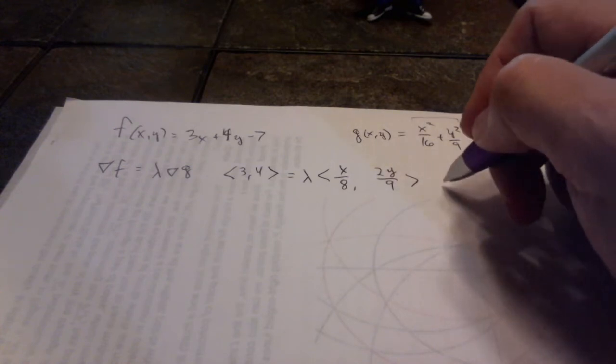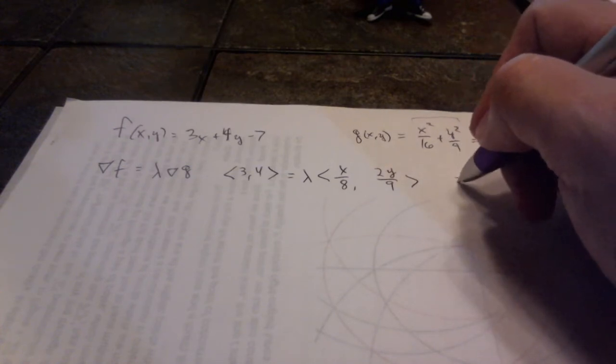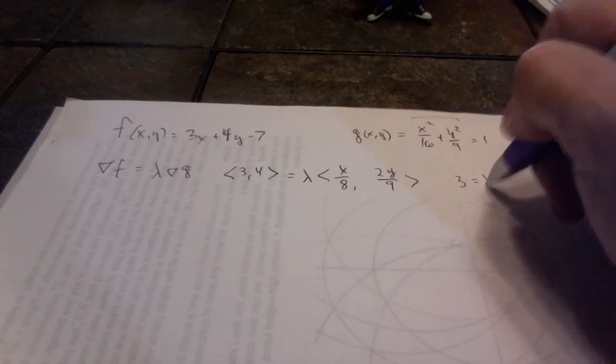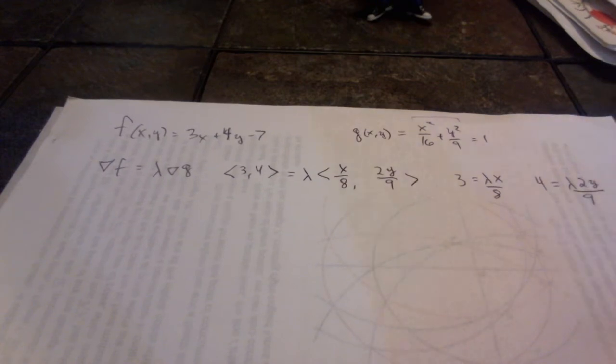Now this gives me 2 equations. Let's write those 2 equations down. So I have 3 equals lambda times x over 8. Boy, I'm finding out some cool stuff here. And 4 equals lambda times 2y over 9.